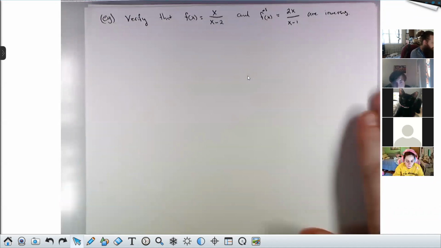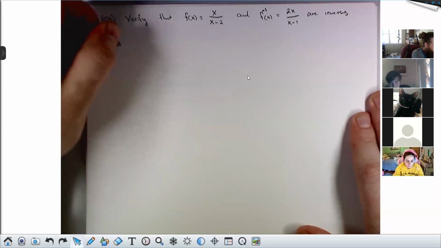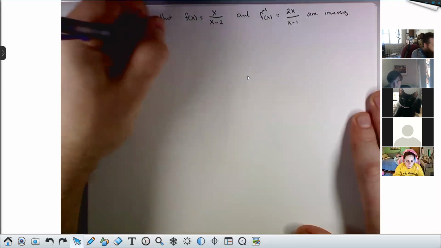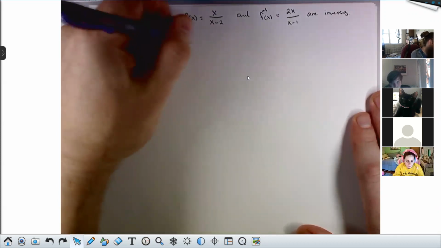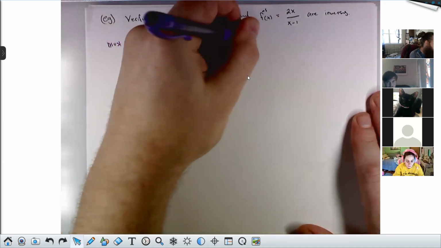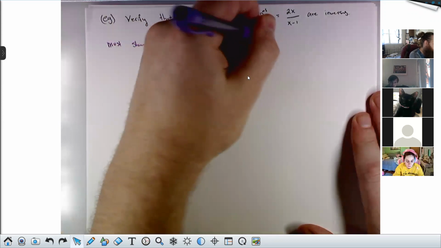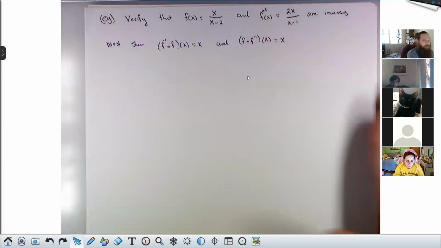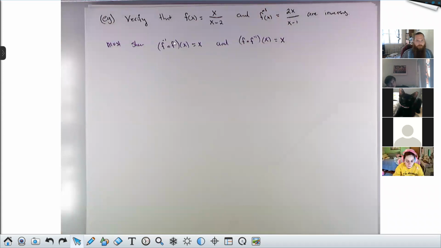The thing to do then, we must show that f inverse of f of x equals x, and f of f inverse of x equals x. I think I'm just going to do the first. I'm just going to do this for you guys because each of these would take some time and there's not anything magical that you learn from doing a second one. It's just more of the same. But if on a test or in a homework I ask you to verify that two functions are inverses, this is what it means.